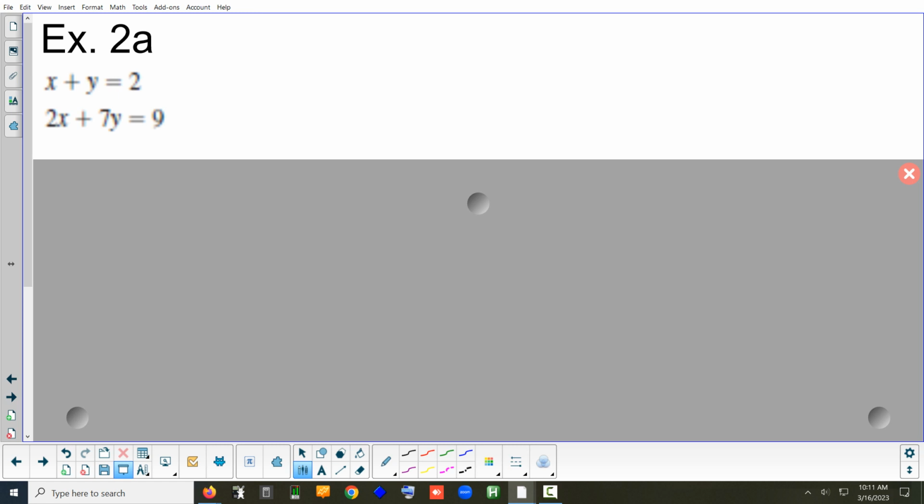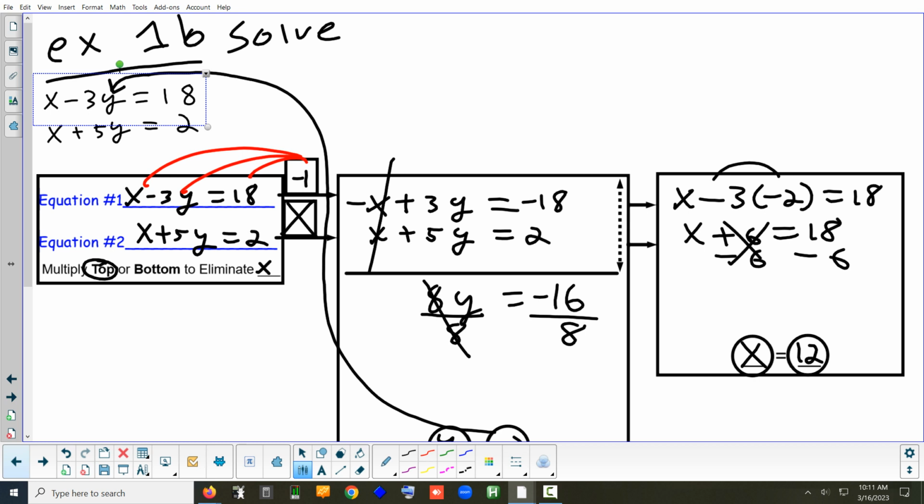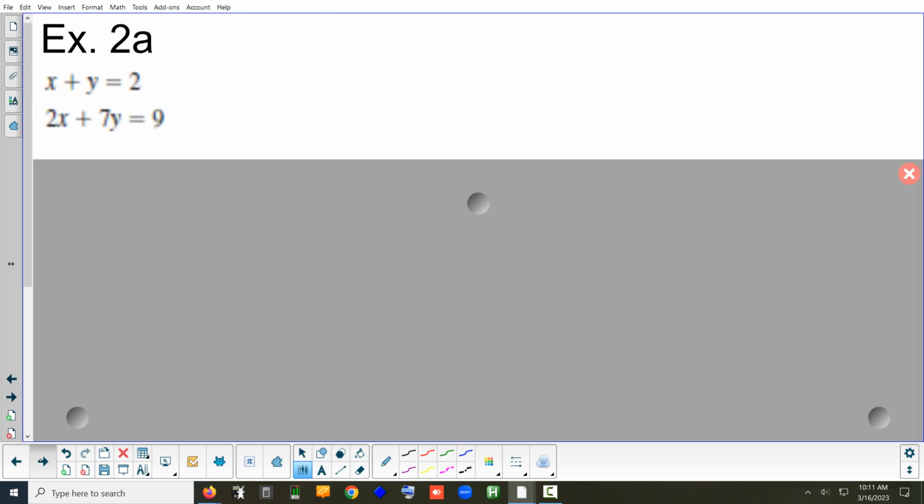No. I don't have the same letter, same number, opposite signs. So it's not situation 1. Situation 2. Do I have a positive single variable in both equations? Aiden? No. To have a positive single variable in both equations, I would need like a positive x and a positive x, or a positive y and a positive y.